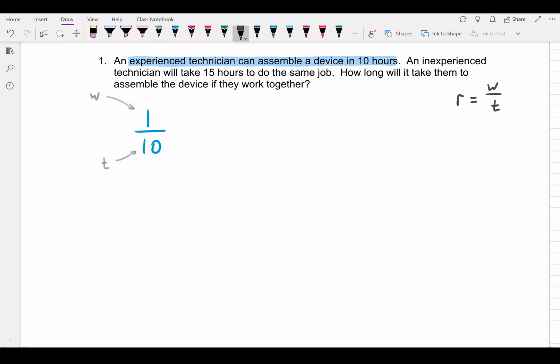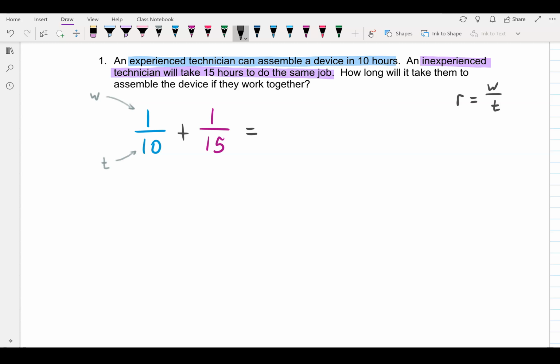Now we're going to add an inexperienced technician. Let me make that purple. An inexperienced technician will take 15 hours to do the same job. So an inexperienced technician takes one device, takes them 15 hours. So I don't know what they're assembling, but it's pretty complicated. And now what's this going to equal to? It says how long will it take them to assemble the device if they work together.